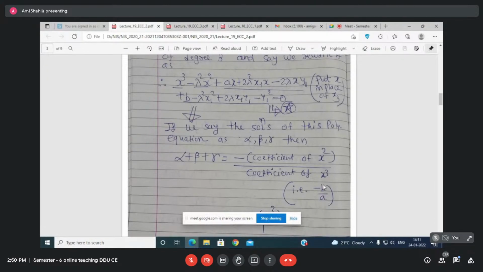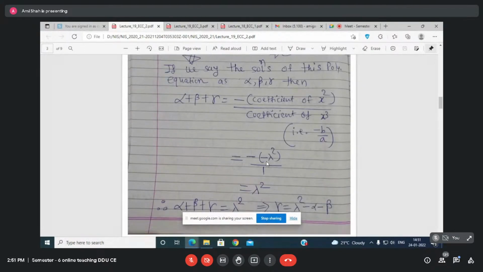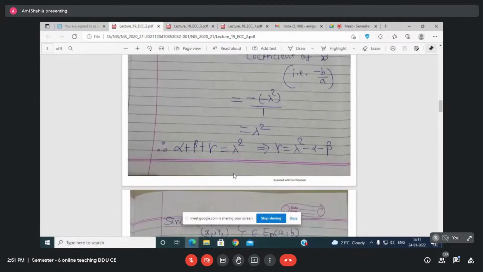What is that? All of you know a x cube plus b x square. So b means you have to take the coefficient of x square, and a means you have to take the coefficient of x cube, right? So what you get here is lambda square. So alpha plus beta plus gamma equals lambda square. So gamma equals lambda square minus alpha minus beta.